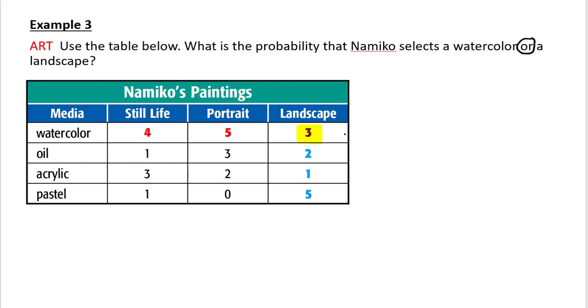This is the number of each one. So the number of watercolors that are still life, portrait, landscape, that's a total of 12 things. Under oil, I have 3, 4, 5, 6 things. I have another 6 things. And I have another 6 things.